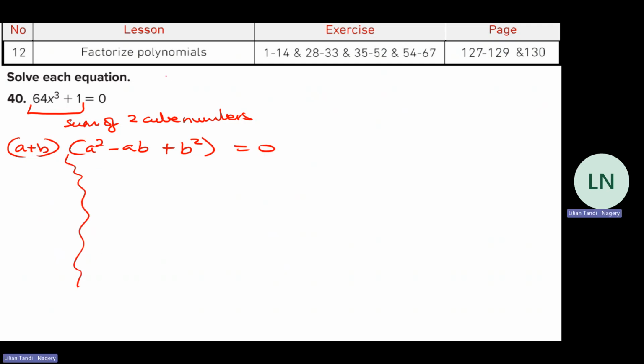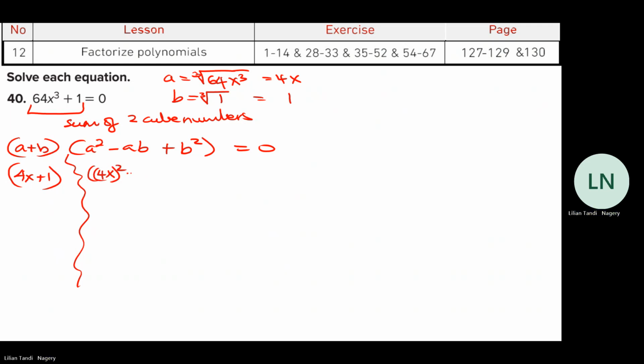Let's find a. A equals the cube root of 64x cubed, which will be 4x. And then b is the cube root of 1, which is 1. So I'm going to write here 4x plus 1, 4x squared minus 4x times 1 plus 1 squared.